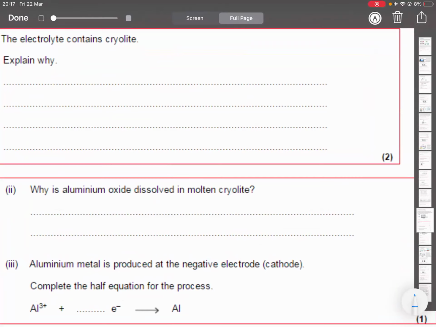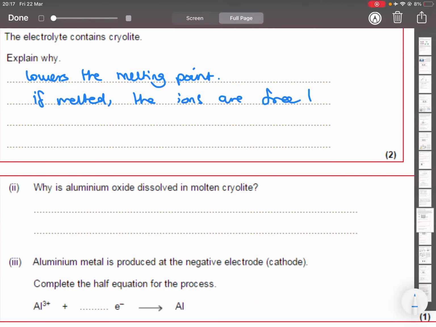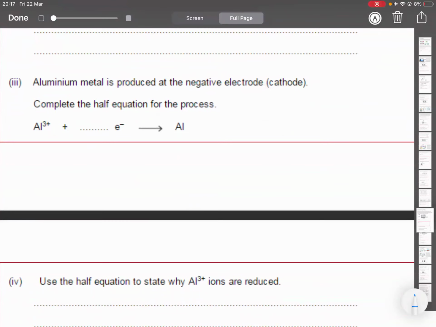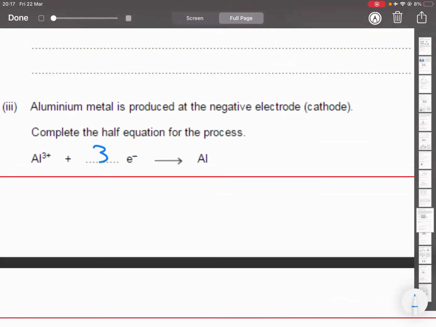Here's a quick question. Why does it contain cryolite? So cryolite lowers the melting point. And then once it's melted, the ions are free to move. Okay. So that's because the ions are free to move, and it has a low melting point. And then this one again, so you just have 3 electrons. Okay.